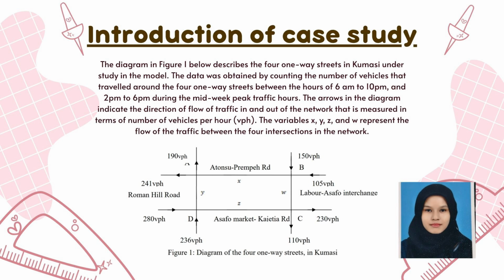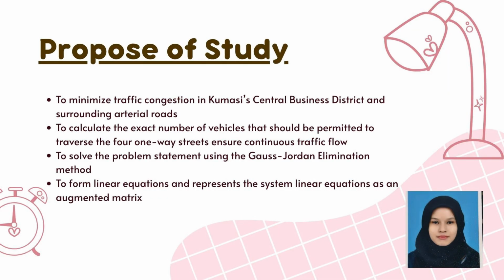The arrows in the diagram indicate the direction of flow of traffic in and out of the network that is measured in terms of number of vehicles per hour, VPH. The variables x, y, z, and w represent the flow of the traffic between the 4 intersections in the network. Our purpose of study is to minimize traffic congestion in Kumasi Central Business District and surrounding arterial roads.